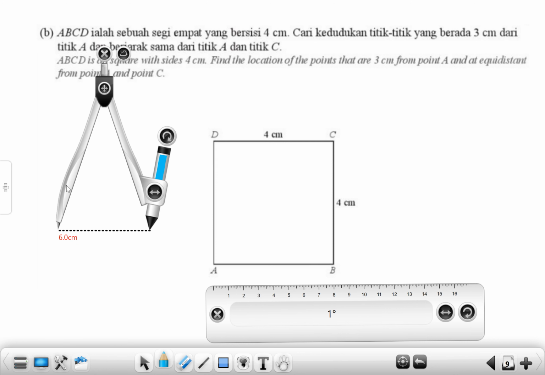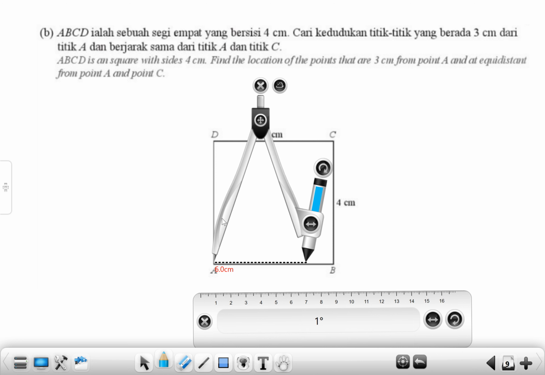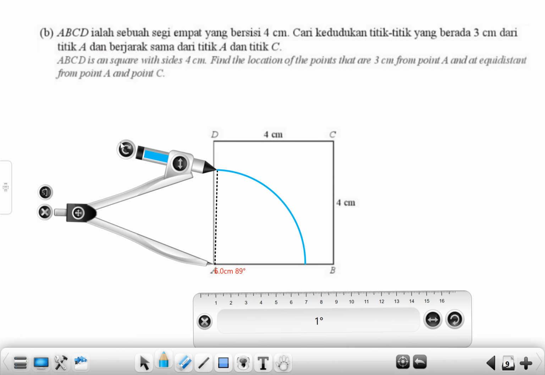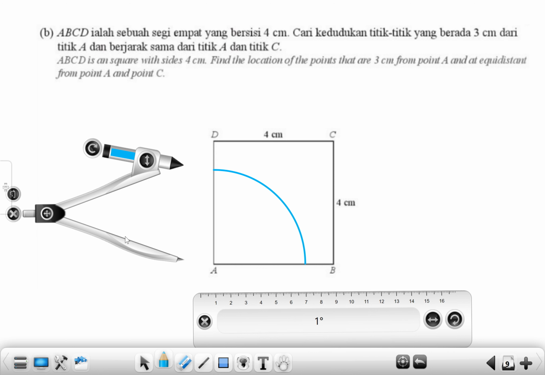Okay, so where should I point at? Point A. So make sure you are going to have a point A. And what you are going to do here? An arc or a quarter over here. Done. Okay. Then that one already, point that are 3 centimeters from point A. Done. Okay. Next, we are going to have an equidistant from point A and point C.